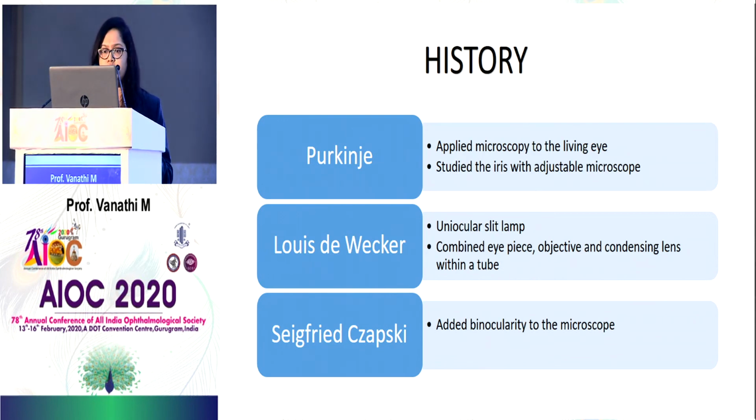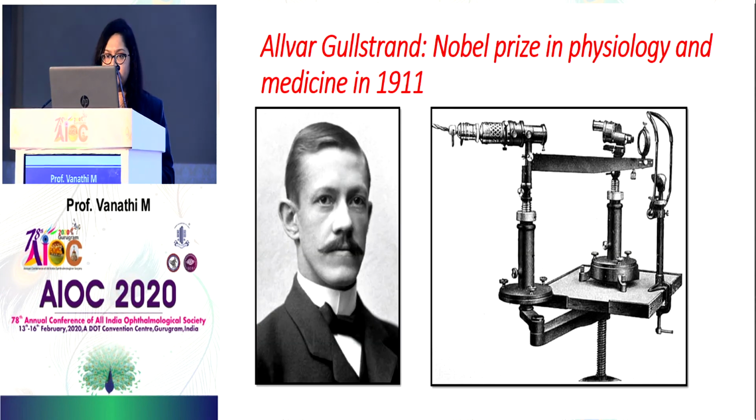So let's look into the history. It first started with Purkinje way back in the 1830s, who applied microscopy to the living eye. He studied the iris with an adjustable microscope, and later on, Louis de Wecker invented the uniocular slit lamp, combining eyepiece, objective, and condensing lens within a tube. Later on, binocularity was added to the microscope by Czapski.